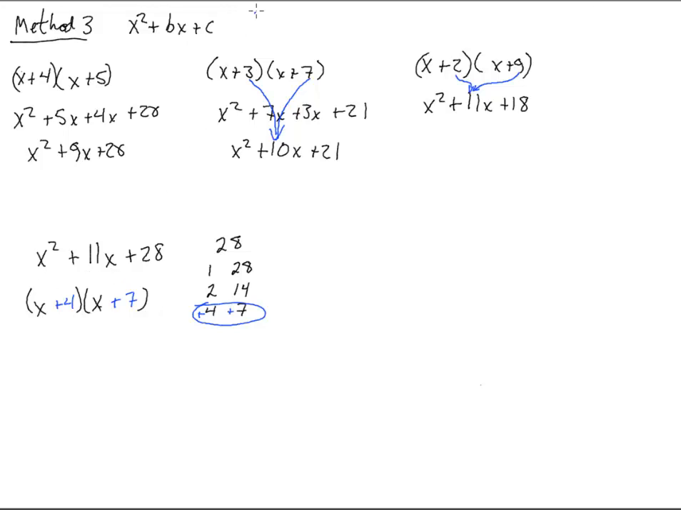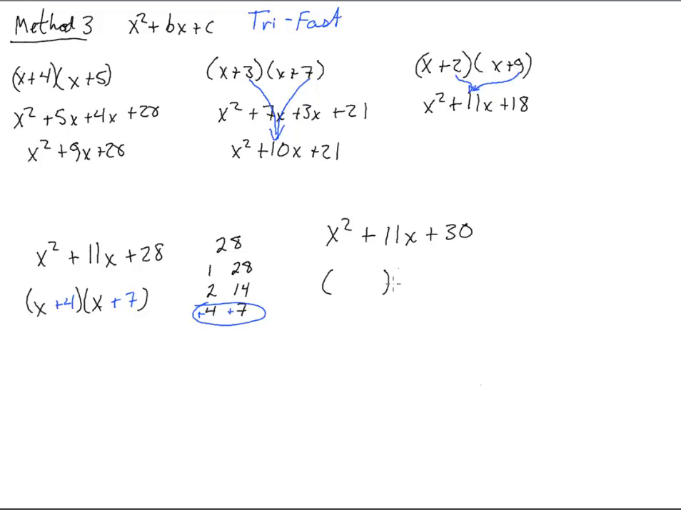We're going to call this method try, for trinomial, fast. So it's just a matter of taking this and breaking it up in one step. Let's try another example. X squared plus 11x plus 30. Let's try that one.